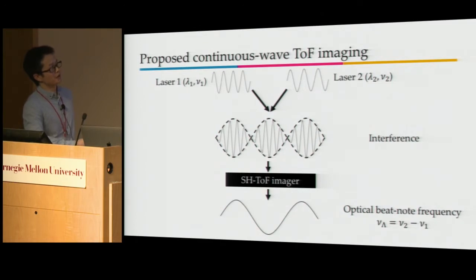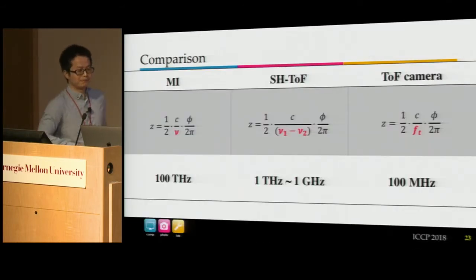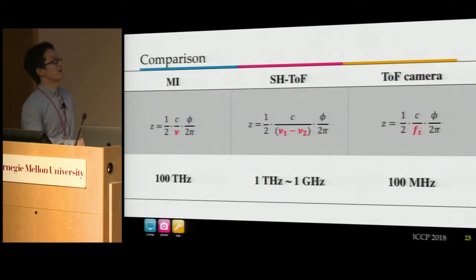So as you can see, now we basically generate this gigahertz or terahertz modulation frequency. And we are going to use this frequency as our modulation frequency in the time of flight setup. So if we compare these three different types of imaging, as you can see clearly, the depth estimation method is exactly the same. The only difference is, again, the modulation frequency.